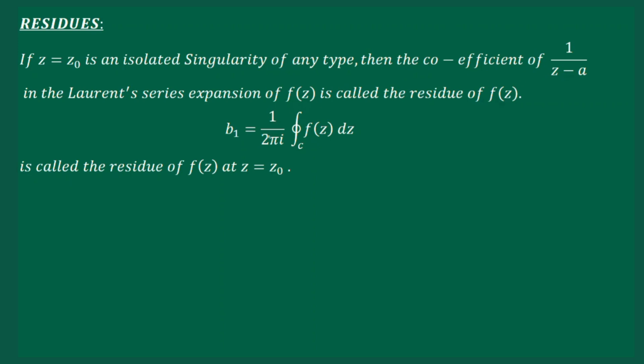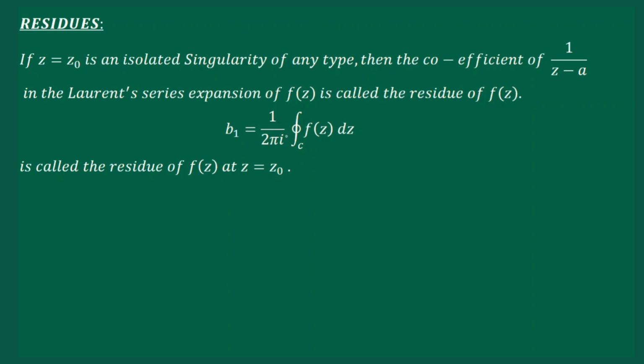We already know the formula, based on the Laurent series expansion, for how we define an and bn. Likewise here, b1 is nothing but the coefficient of 1 by z minus a. So b1 is defined as 1 by 2 pi i into the integral over c of f of z dz. This is called the residue of the function f of z at z equal to 0.